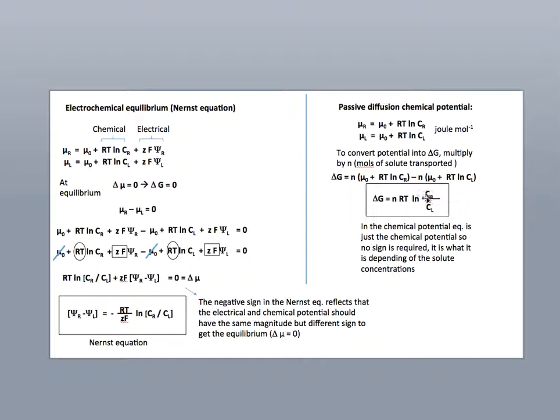And that's what this is showing you. The nRT ln Cr over Cl is representing the free energy that can be harnessed from a chemical gradient, and that's why you don't see the negative sign in it. So when you have a solute concentration difference, you can get energy out of it, and that's why you don't see the negative sign. Whereas in the Nernst equation, you are assuming that you have zero flux and you need an equal but opposite force to prevent any flux.